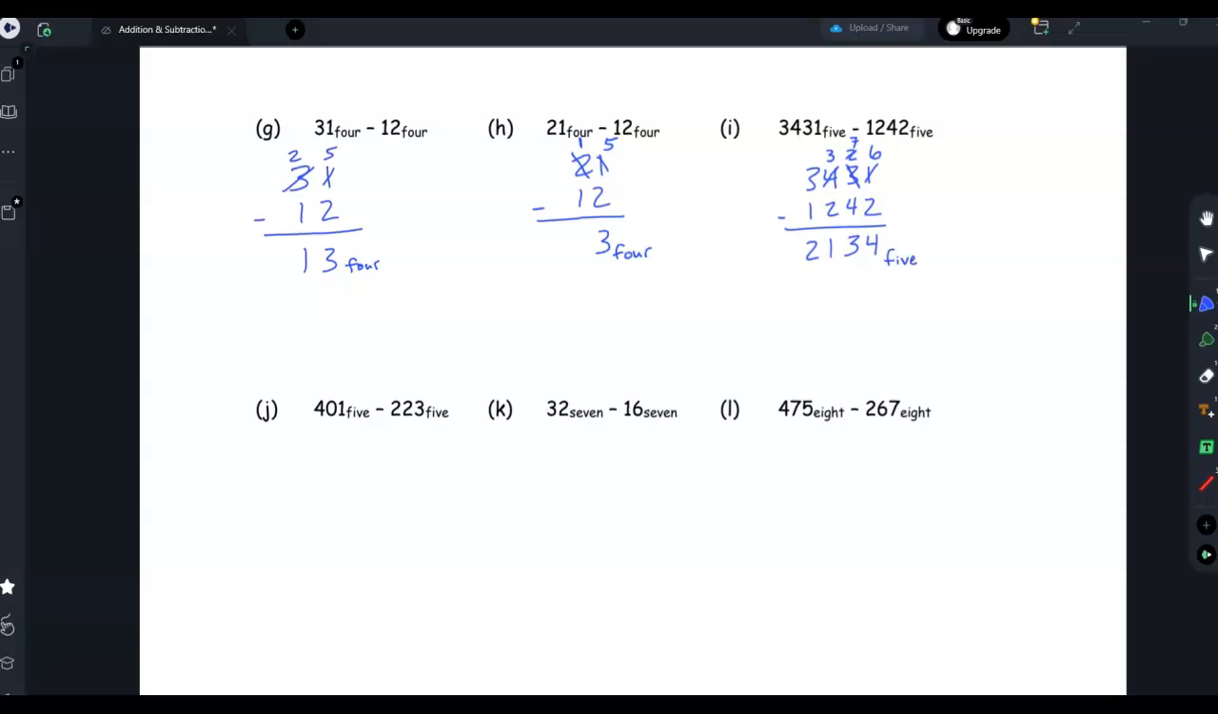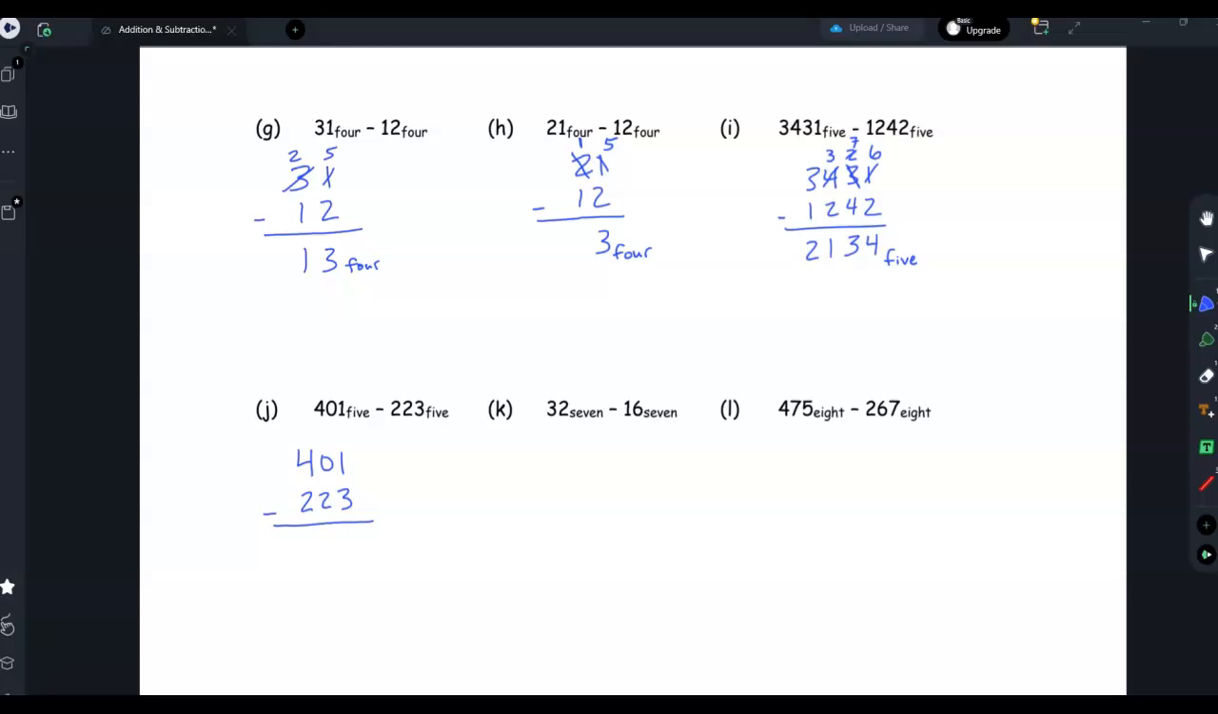You can double check your answers here too when you do your subtraction, that you never have any numeral higher than 4 in base 5, because there's no 5s in base 5. Sticking with base 5 for a minute.